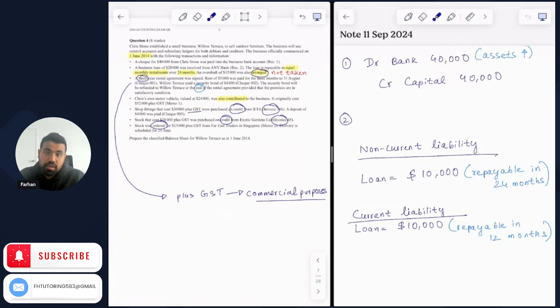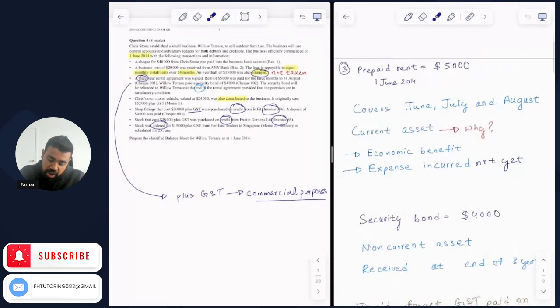So let's look into the third additional information with regards to rent. So a 3-year rental agreement was signed. Rent of $5,000 was paid for the 3 months to 31 August. Willow Terrace paid a security bond of $4,000. That security bond will be refunded to Willow Terrace at the end of the rental agreement, provided that the premises are in satisfactory condition. All right. So to begin with, we understand that we have signed a 3-year rental agreement.